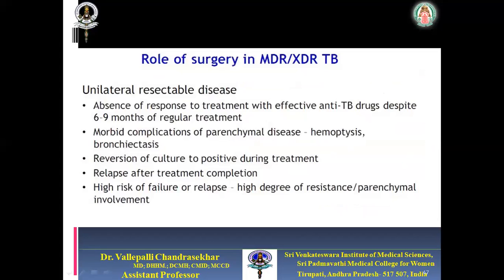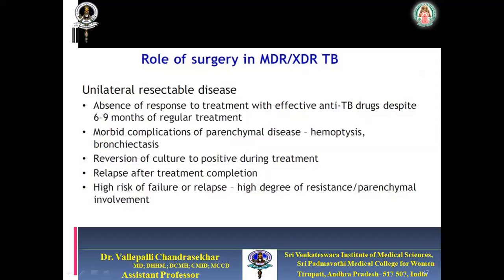Yes, there may be a role for surgery if it is unilateral resectable disease and there is an absence of response to treatment with effective anti-TB drugs despite 6 to 9 months of regular treatment; you can go for unilateral resectable surgery. Then morbid complications of parenchymal disease, like hemoptysis or bronchiectasis, you have encountered. Again, there is a role of surgery in these cases.